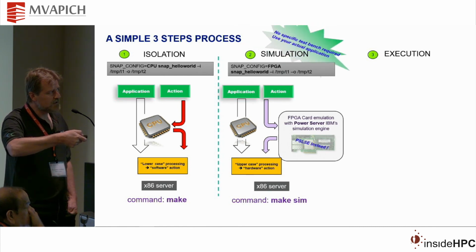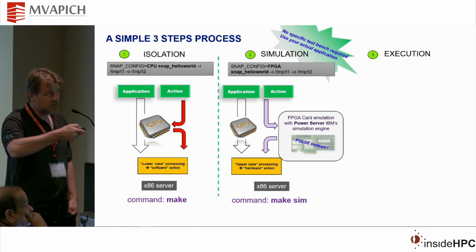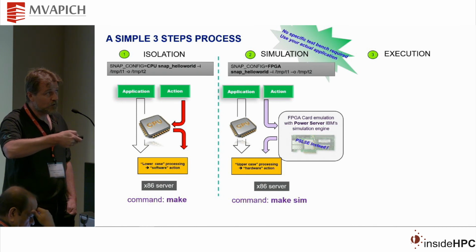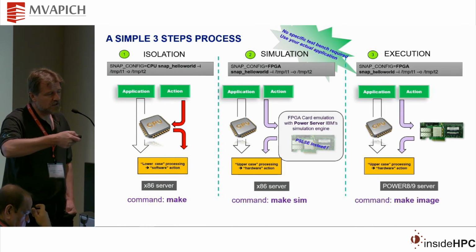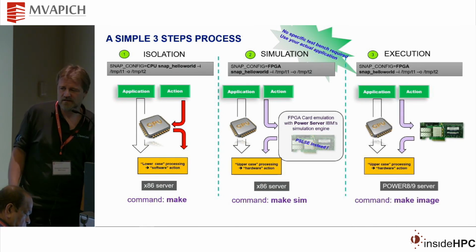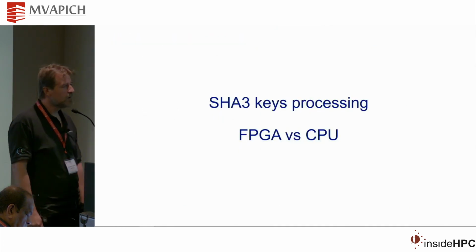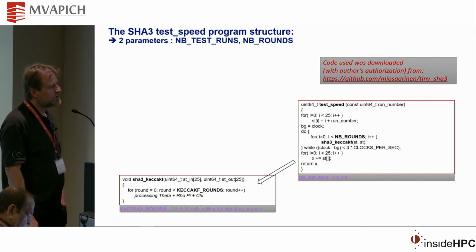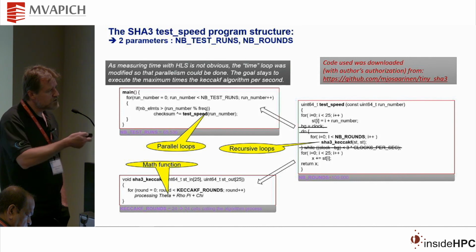And once you have done that, and this is very important because here you really emulate your Power system, once you execute, in 99.5% of the cases, it's working. So this is a SHA-3 example. I won't go through it. We just said that we had to remove these clock calls.